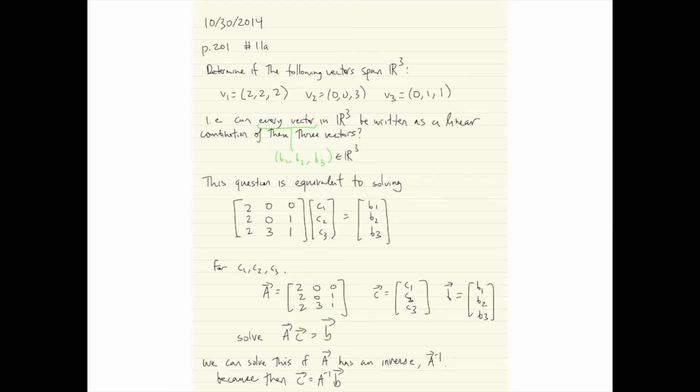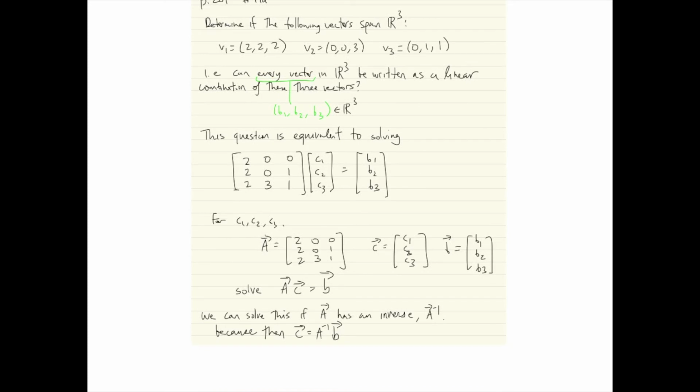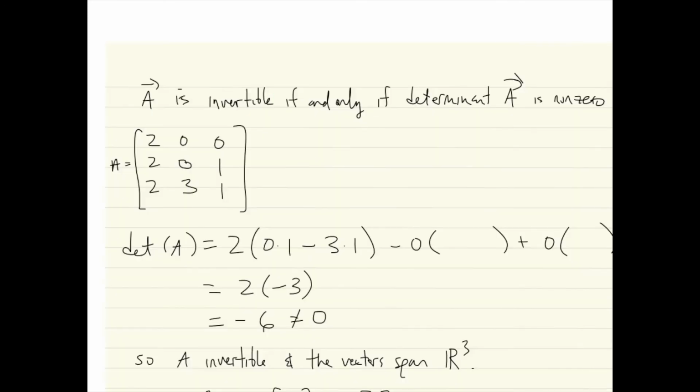And then we can solve this equation if A has an inverse, because then the answer for what C is, is A inverse times B. So the idea is we simply have to check if A has an inverse. We don't need to do anything with the vector B. And a square matrix is invertible if and only if its determinant is non-zero. So all we have to do is compute the determinant of A.